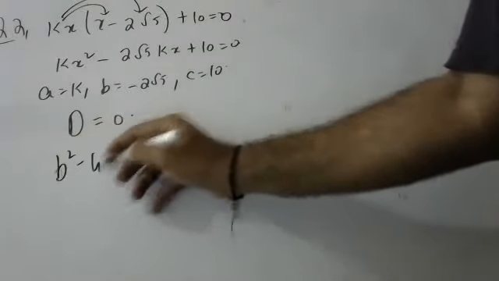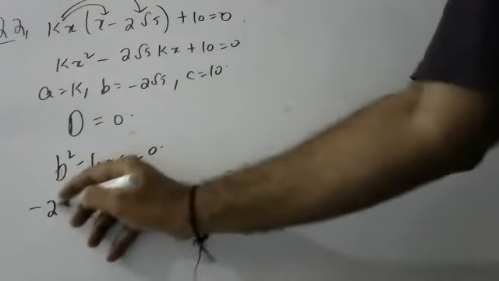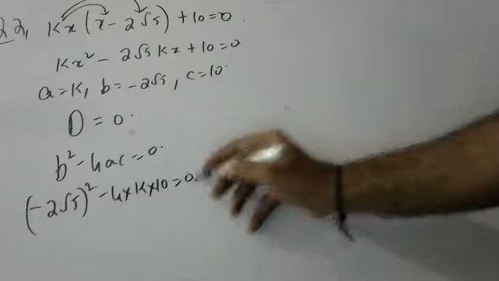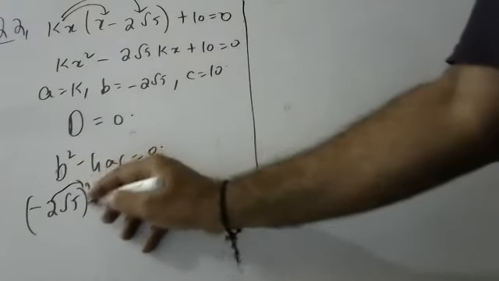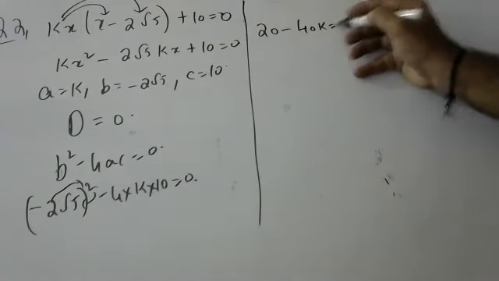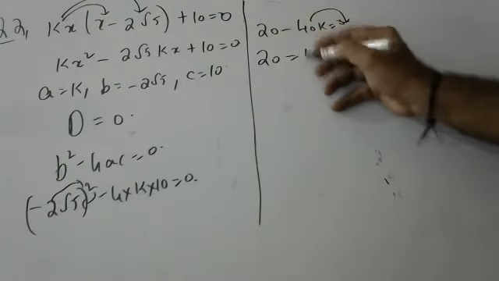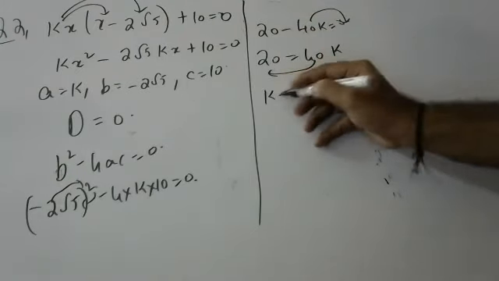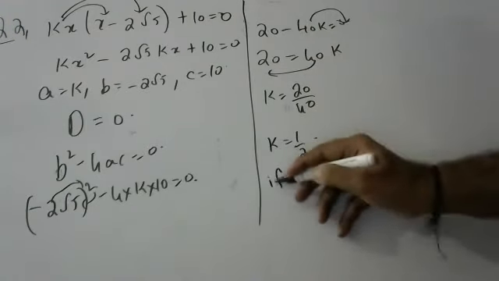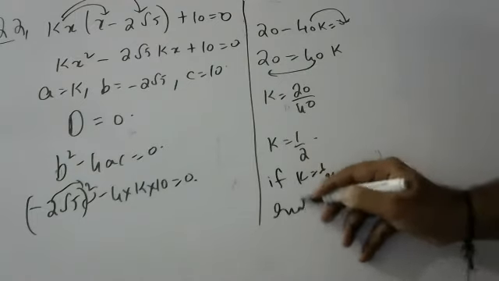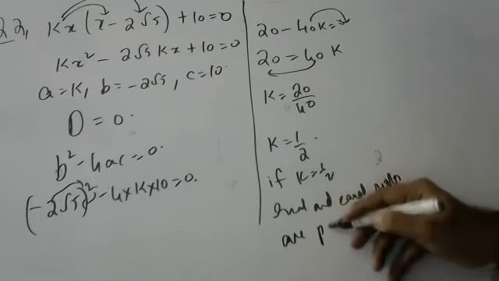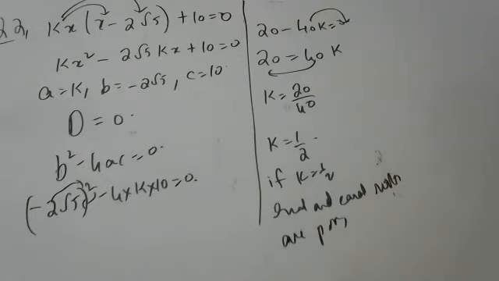Equal and real roots: D is equal to 0. b square minus 4ac is equal to 0. Minus 2 root 5 whole square minus 4 into k into 10 is equal to 0. 2 squared is 4, 4 fives are 20. 20 minus 4 tens are 40k. Bring this here: 20 is equal to 40k. Bring 40 down: k is equal to 20 by 40. K is equal to 1 by 2. If k is equal to 1 by 2, real and equal roots are possible for the given equation. Yeah, children, go to the next sum, children.